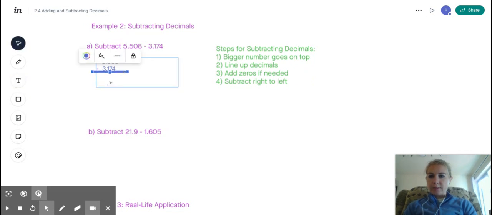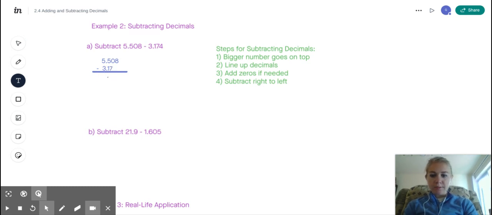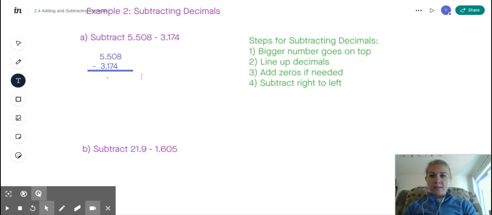I don't like where my line is at. Oops, 174. Okay. So step 3 says to add zeros if needed. We don't need to do that because looking at our decimal place, we have 3 places to the right of the decimal for our first number, 1, 2, 3. And then we have 3 place values to the right of the decimal in our second number, 1, 2, 3, 174.